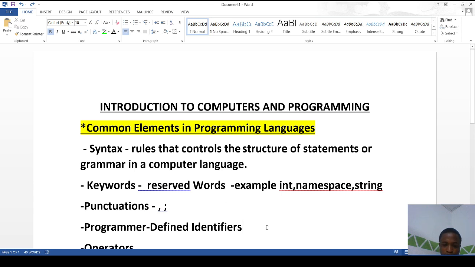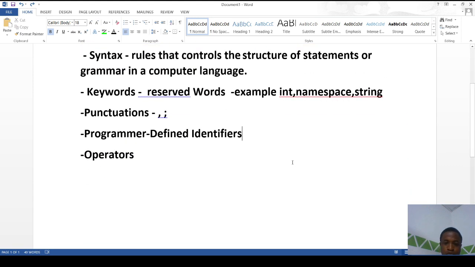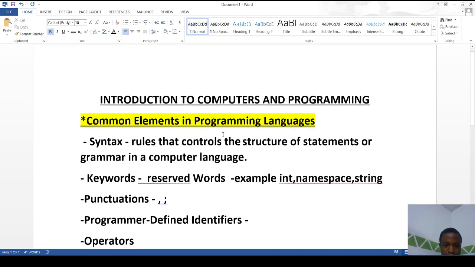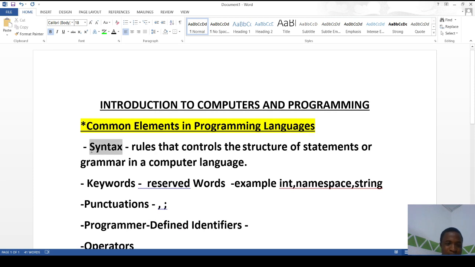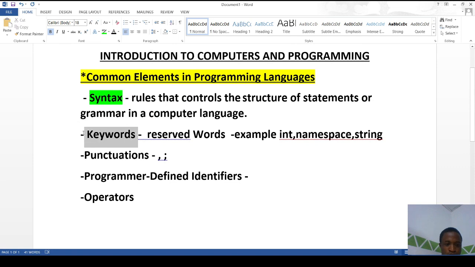Let me move to the next one, which is programmer-defined identifiers. When we talk about programmer-defined identifiers, who is a programmer? A programmer is a person who writes software. Someone who codes, a software developer, can be referred to as a programmer. Right now I'm using Microsoft Word. The one who built this software can be referred to as what?